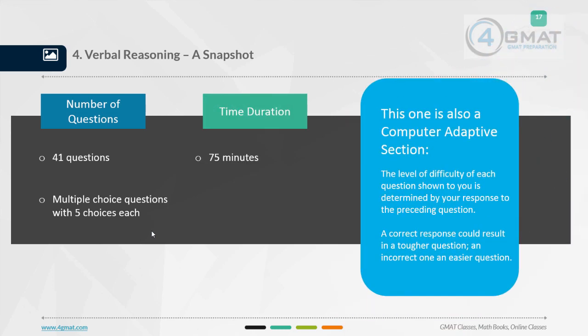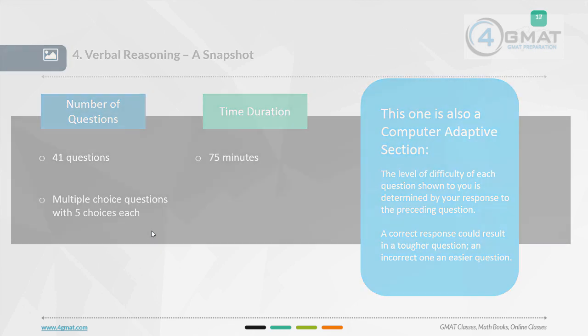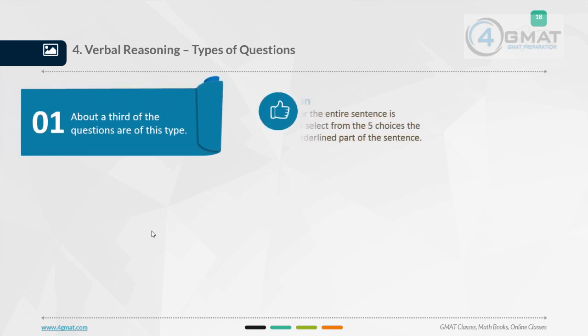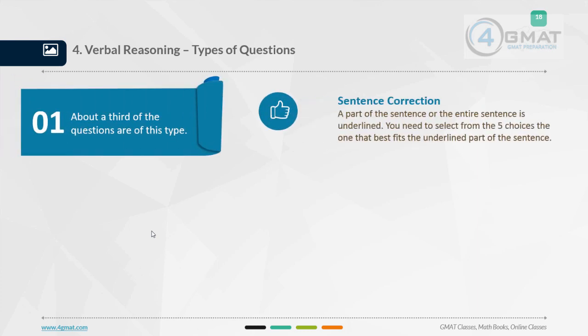This section is also a computer adaptive one. As mentioned in the quant section, here again, the level of difficulty increases as you keep answering questions right. And as you get questions wrong, the level of difficulty will go down. Let's quickly look at what kind of questions typically appear in the verbal section of the GMAT. The first type of questions is the sentence correction.